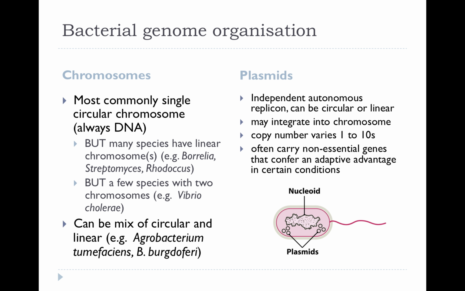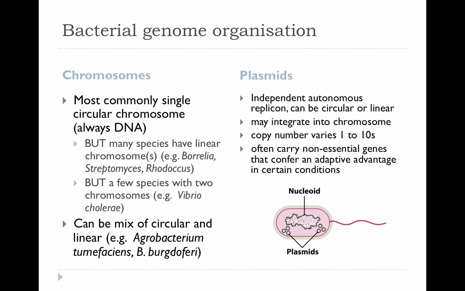So as someone pointed out earlier, mostly we've got a single circular chromosome, always DNA. Some species have linear chromosomes, and a few species have 2 chromosomes, and some even have a mixture of circular and linear.